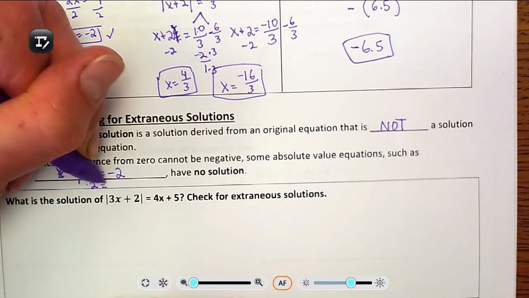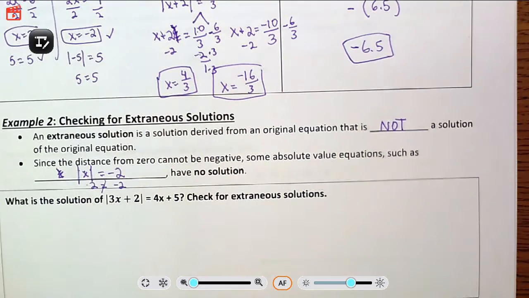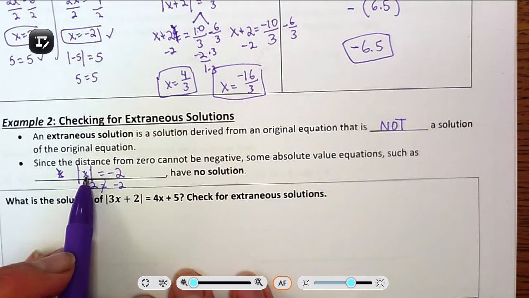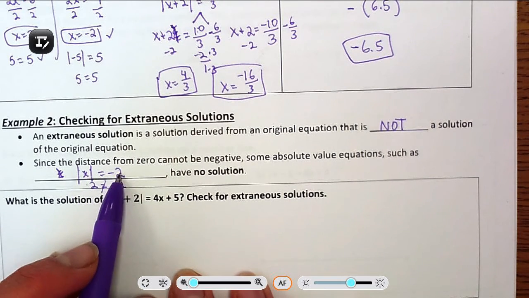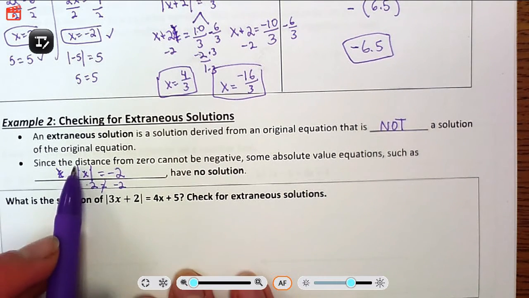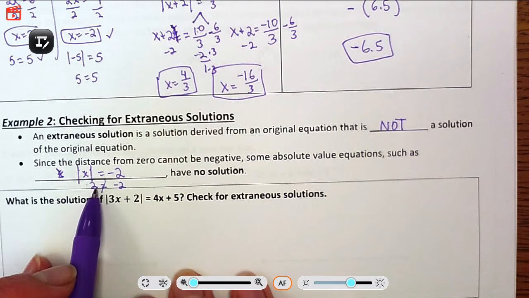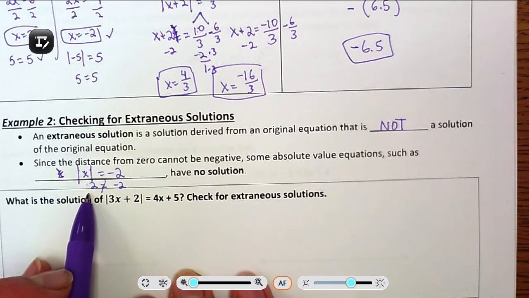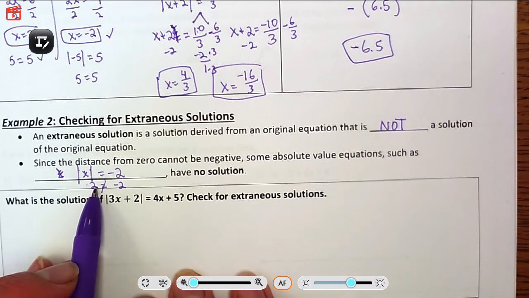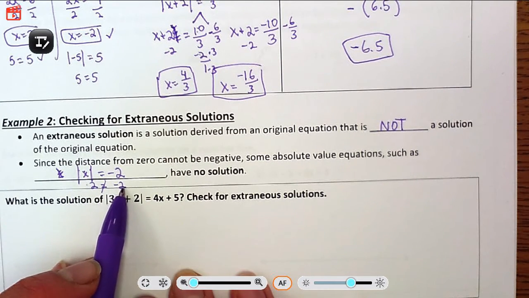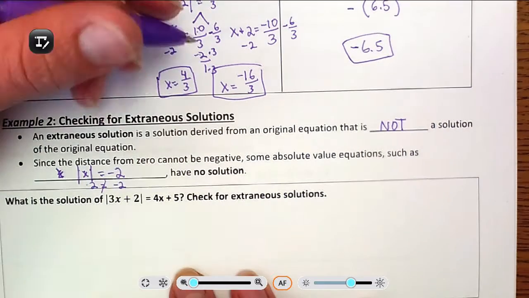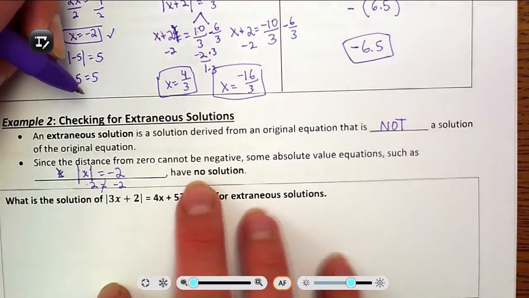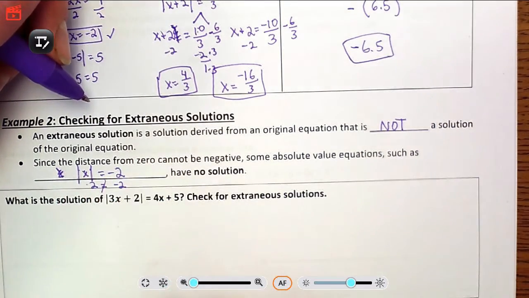But 2 does not equal negative 2. There's really no number that can go in here that you can absolute value and have it equal to a negative 2, because by nature, absolute value causes you to make it positive. So the positive of something can't be equal to the negative of anything. So therefore, that's no solution when you have an absolute value equal to a negative.